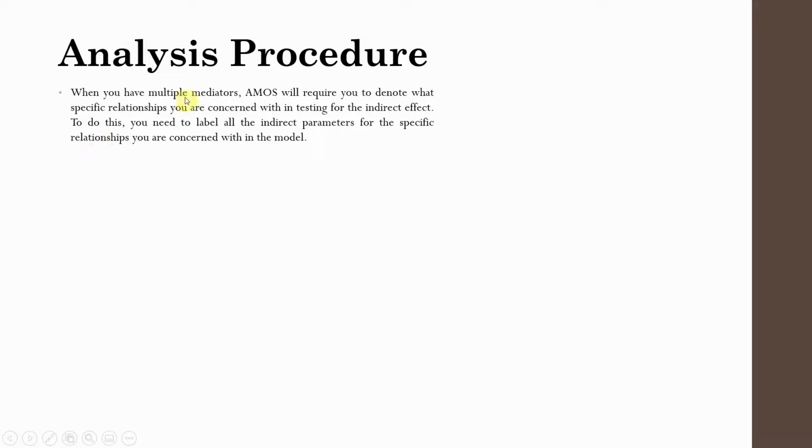Analysis procedure. When you have multiple mediators, AMOS will require you to denote what specific relationship you are concerned with testing for the indirect effect. To do this, you will have to label all the indirect parameters for the specific relationship you are concerned with in the model. Now, what do we mean by labeling?